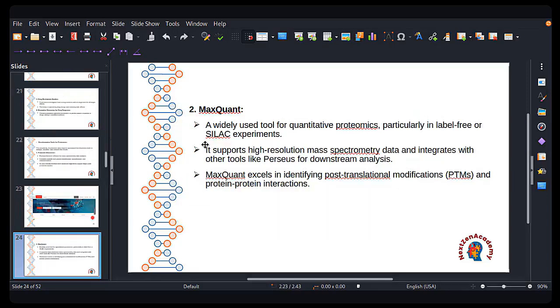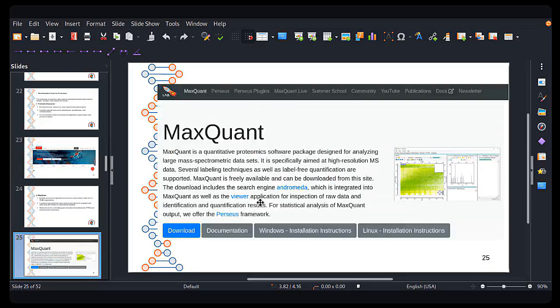And then MaxQuant, one more tool for proteins, right? A widely used tool for quantitative proteomics, particularly in label-free or SILAC experiments. You can use it. It supports high-resolution MS data and integrates with other tools like Perseus for downstream analysis. So it helps in identifying post-translational modifications and protein-protein interactions. So here's the interface of this tool.